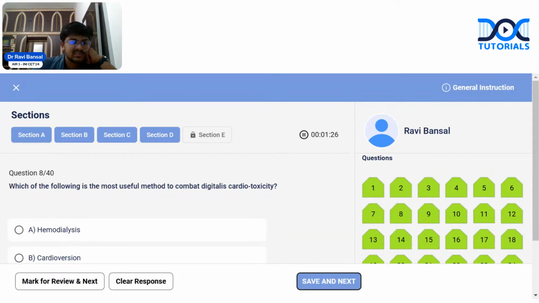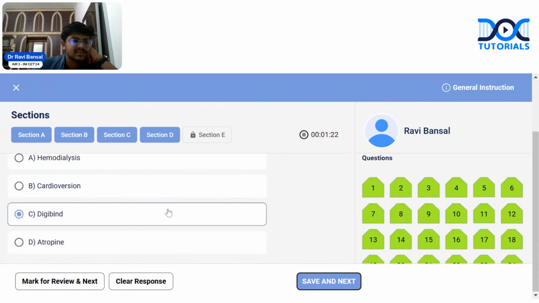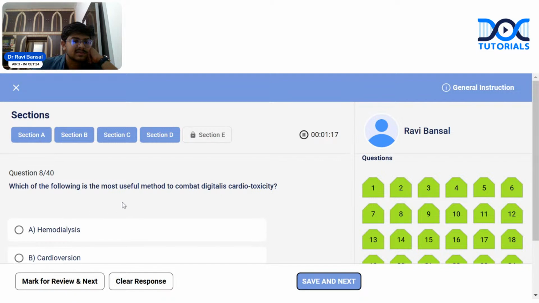Most useful in digitalis toxicity, DigiBind. So the options are cardioversion, hemodialysis, atropine, and DigiBind. The most useful method, actually, I'm not sure. DigiBind is a very specific drug for digitalis cardiotoxicity.